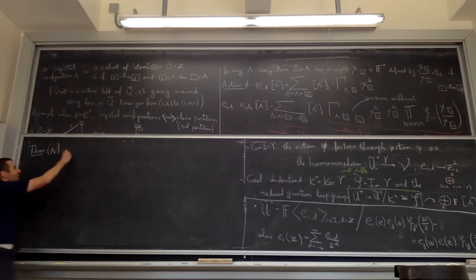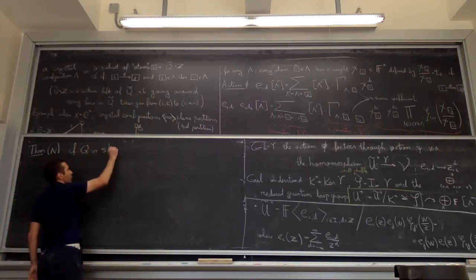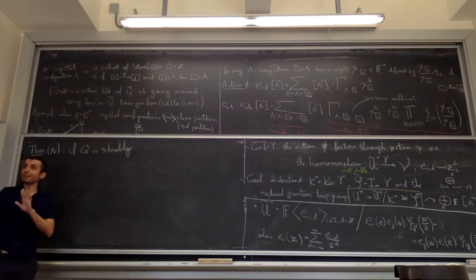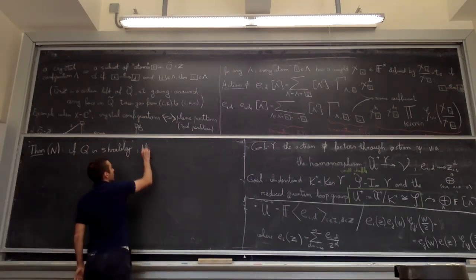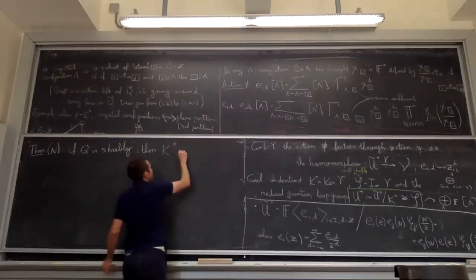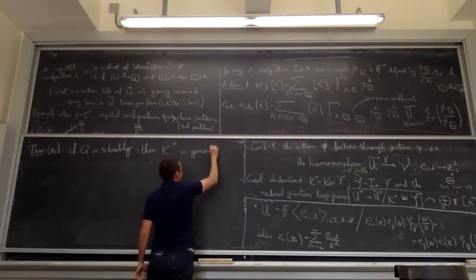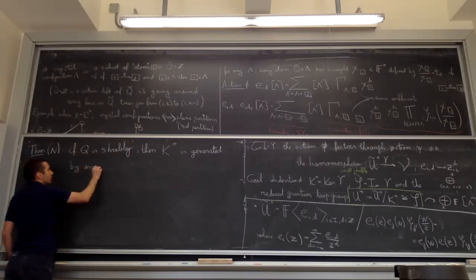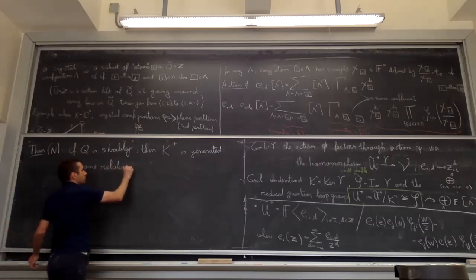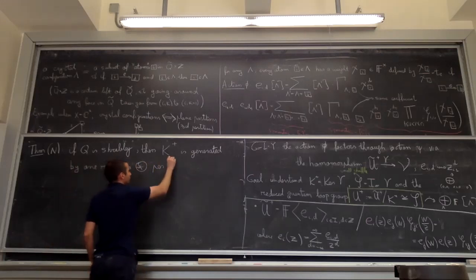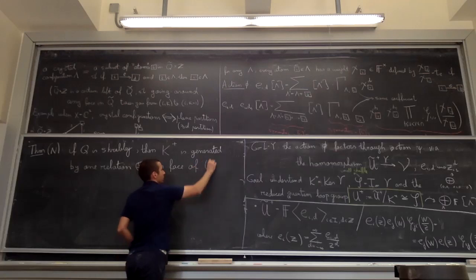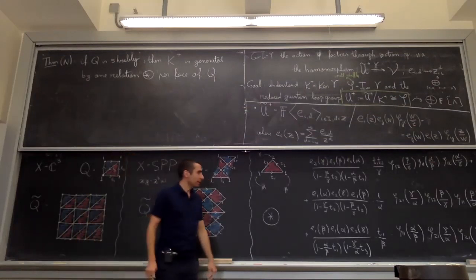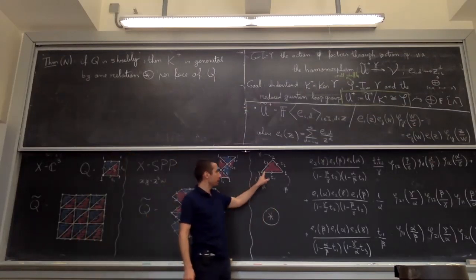All right, so if the quiver Q is something which I call shrubby, and maybe I'll have time to tell you what this technical condition is, it's a technical condition on the quiver Q. Then the two-sided ideal K plus is generated, and I'm giving you an explicit set of generators for this, by one relation star per face of the quiver. And here's star. That's relation star, a specific example for a face which is a triangle.